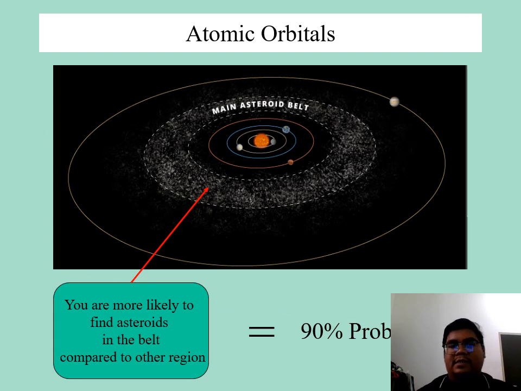For example, this is our solar system here. Imagine the sun and the planets as the nucleus, the protons and neutrons. This asteroid belt here is like an orbital. This is where we are most likely to find asteroids, which in this case represent electrons. Even though we can find asteroids in other places in the solar system, most likely you will find them in the asteroid belt. So there is a 90% probability for an electron to be found in an orbital.